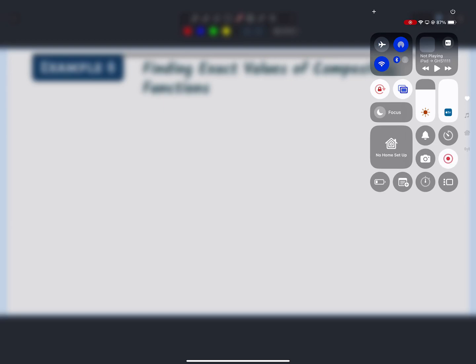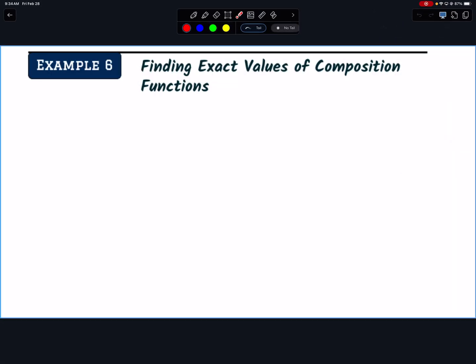Like this. I know these are kind of weird. So find the exact value of each expression.